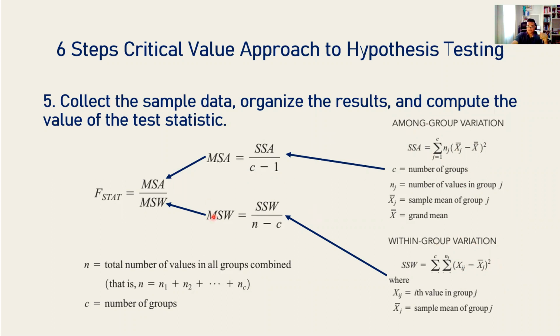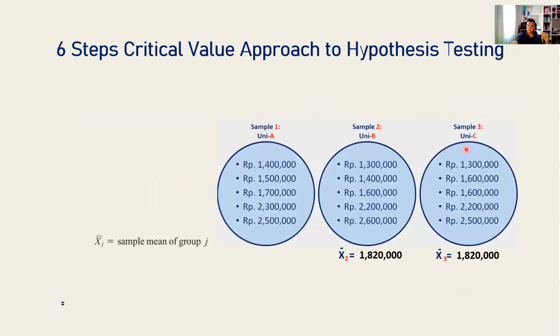Okay. Let's first calculate this variable, the sample mean of group J. It's really easy. Basically, for uni C, the sample mean is 1.3 plus 1.4 plus 1.6 plus 1.6 plus 2.2 plus 2.5, divided by the number of data, 1, 2, 3, 4, 5, which equals 1.82 million.